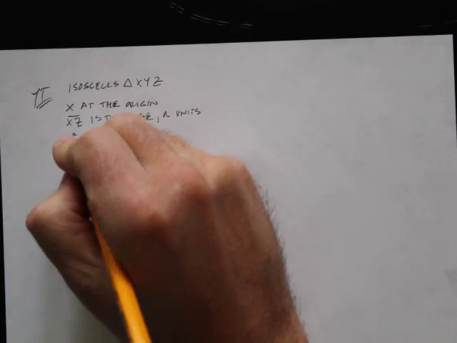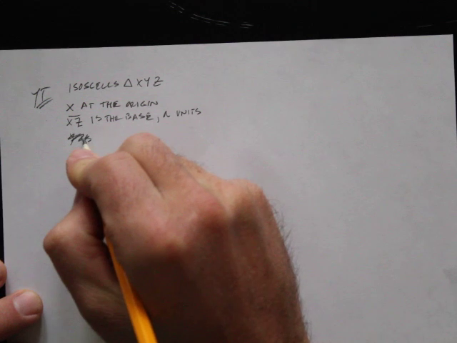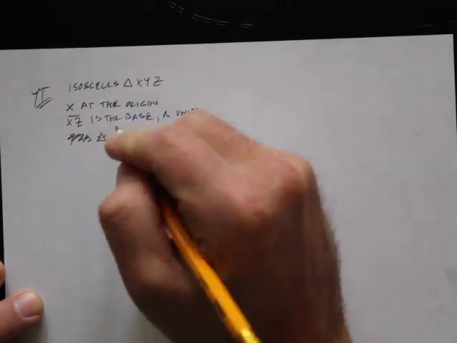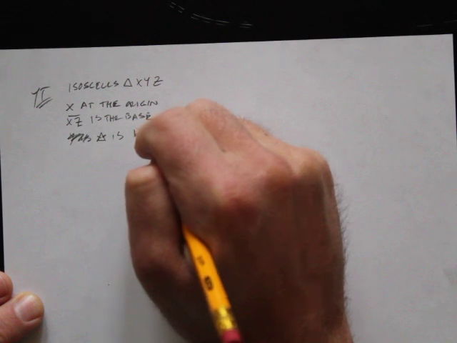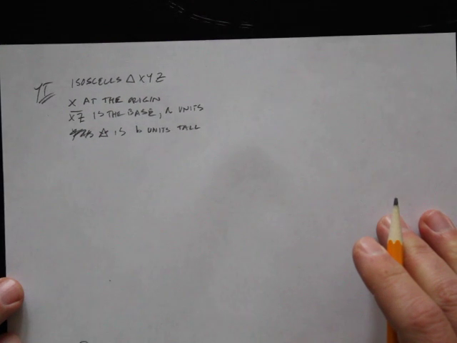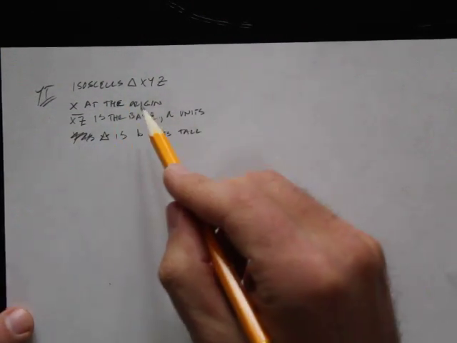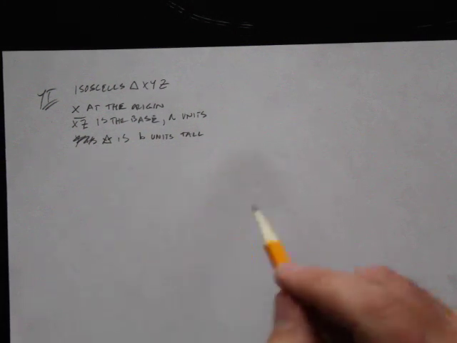Oh, and the isosceles triangle is B units tall. There we go. That's all the information you need. So put this isosceles triangle on a coordinate plane and label it. Go ahead and pause and get to work on that.